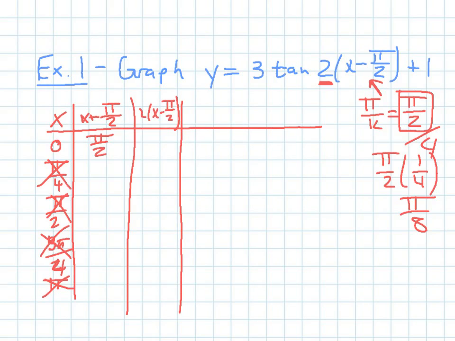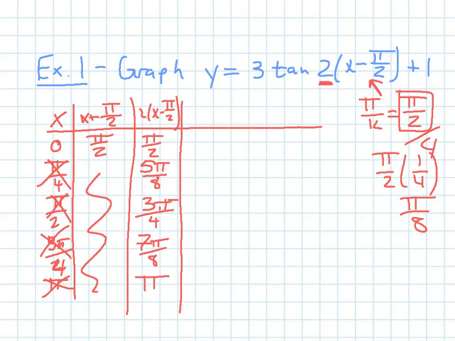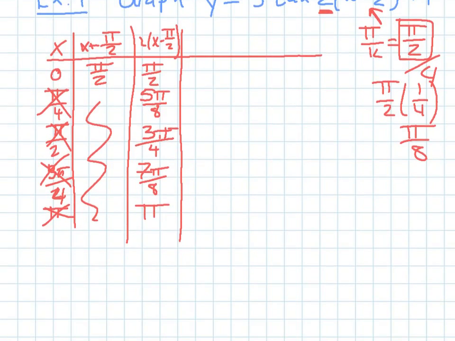Okay, so here, start with pi over 2. And remember, we're not worried about those other numbers. So add pi over 8 to each of these. This is like 4/8, so we'll get 5/8. And I get 6/8, which is 3/4. And then add another 8, gives me 7 pi over 8. And then another 8 would give me pi. Okay, so these are my new x values that I'm going to plug in.